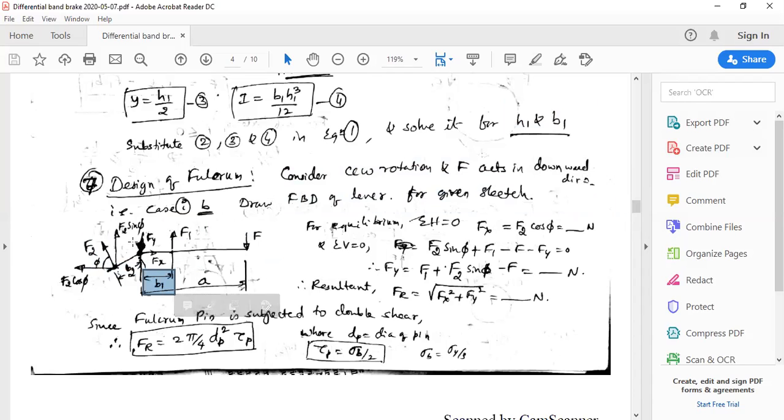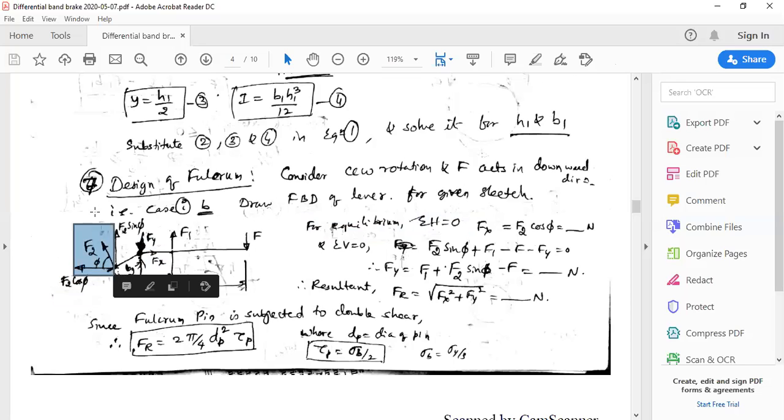At the fulcrum point, Fx and Fy are the reactions at the pin. So Fx and Fy are what we have to calculate. By using the equilibrium condition, summation of horizontal forces equated to 0 and summation of vertical forces also equated to 0. Horizontal components are only two here. One is Fx acting in this direction and another one is the resolved component of F2.